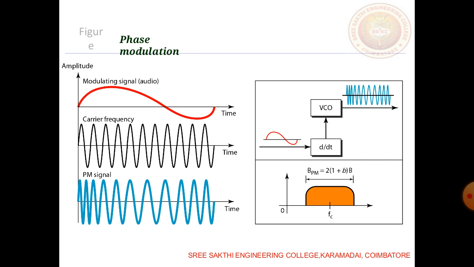So this is your phase modulation part. Here you can view it completely. Wherever the modulating signal phase changes from positive to negative or negative to positive, your signal is getting altered. You can view it in this part. You are giving it to a differentiator d/dt and then to the VCO, and finally you are getting the phase modulated signal. The bandwidth of the phase modulation is equal to 2 into (1 plus beta) into B.